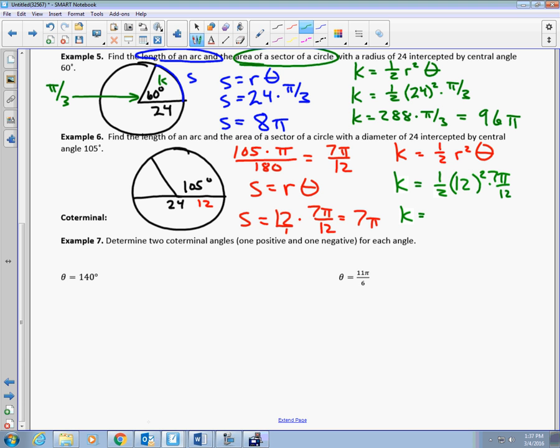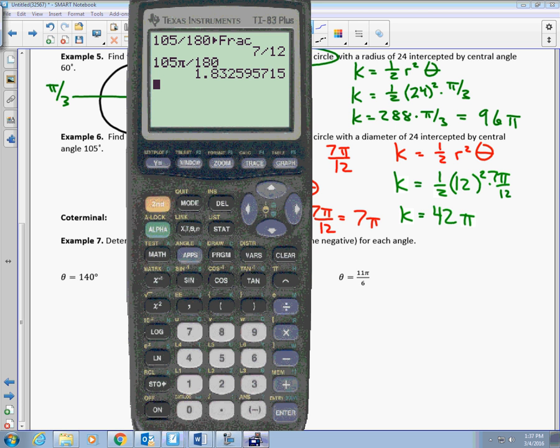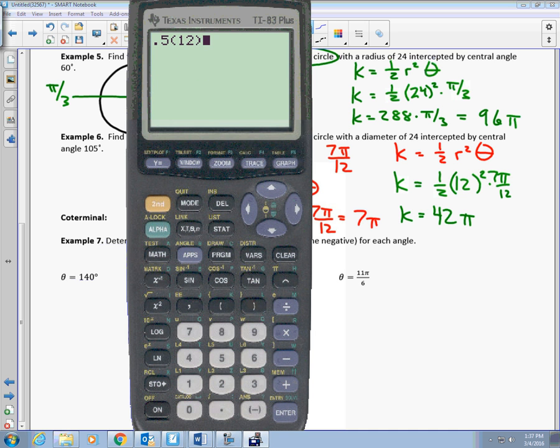12 squared, 144. Half of 144, 72. 72 divided by 12 is 6. Times 7 is 42 pi. So I'll put in here 0.5 times 12 squared times 7 divided by 12. You do all that, you get 42. And again, we just attach the pi. So that'll be in terms of pi. If you don't want it in terms of pi, you can write the decimal.